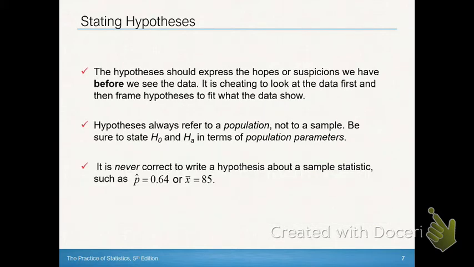A couple of bits of information you need to know about writing a hypothesis. A hypothesis is always a guess before you have looked at any data. So you don't really want to look at data first and then write a hypothesis. Also, your hypotheses are always about a population, never about a sample. So they're going to be written in terms of parameters, not statistics. So you'll use p or mu, not p hat or x bar.